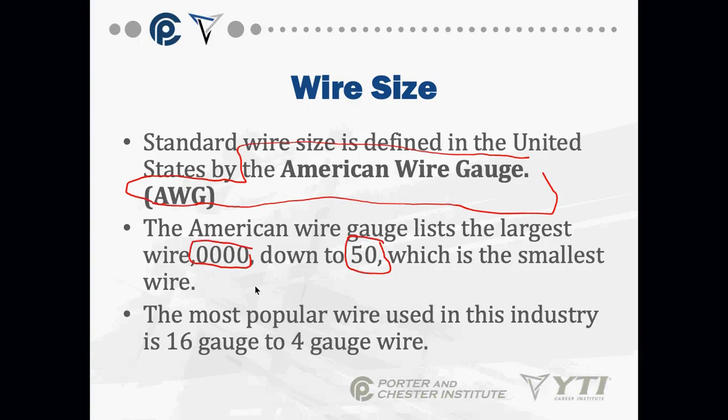Now, the numbers, as they go down, the wire gets bigger. The smaller the number, the larger the wire diameter. It's exactly backwards from what you would think. We basically use 16 gauge to 4 gauge wire for line voltages in this industry.